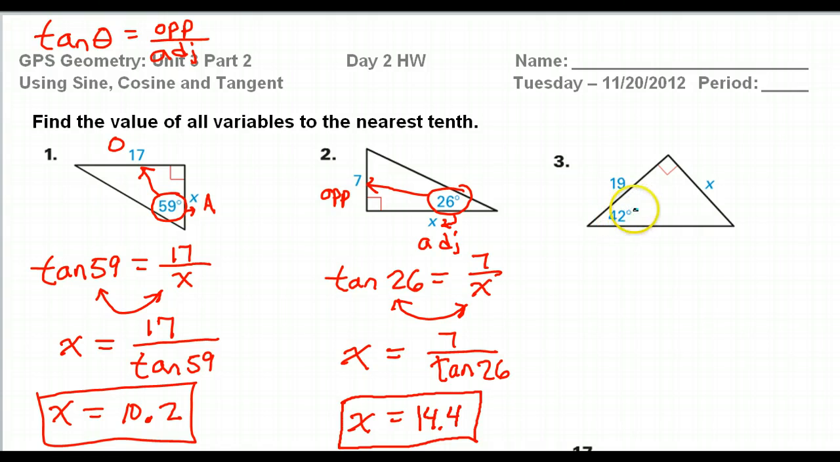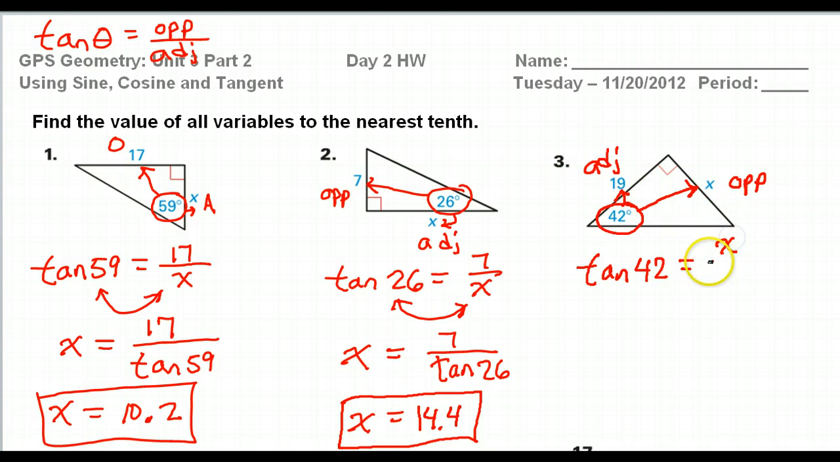Okay, last one. Looking from the 42 degrees. The hypotenuse is down here. So this x is the opposite leg, and this 19 is the adjacent leg. Alright, far, near. So once again, this will be the tangent function. So tangent of 42 degrees should equal opposite over adjacent.